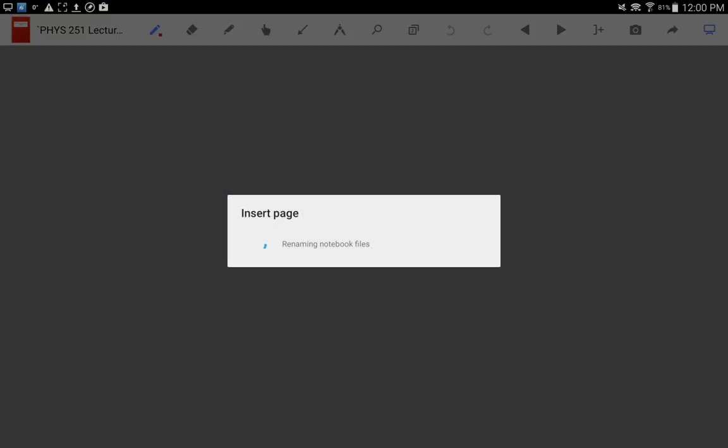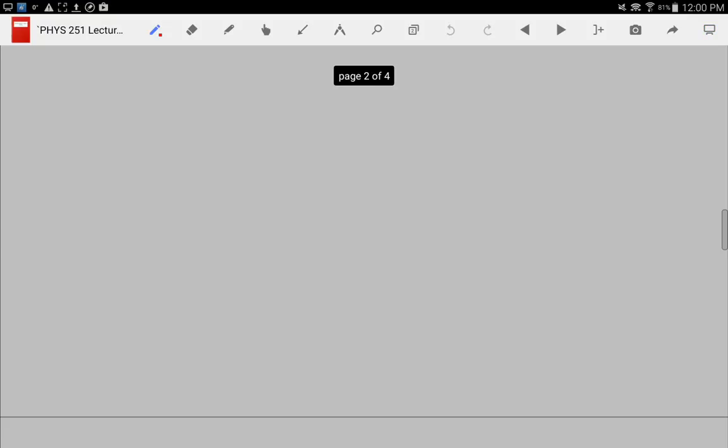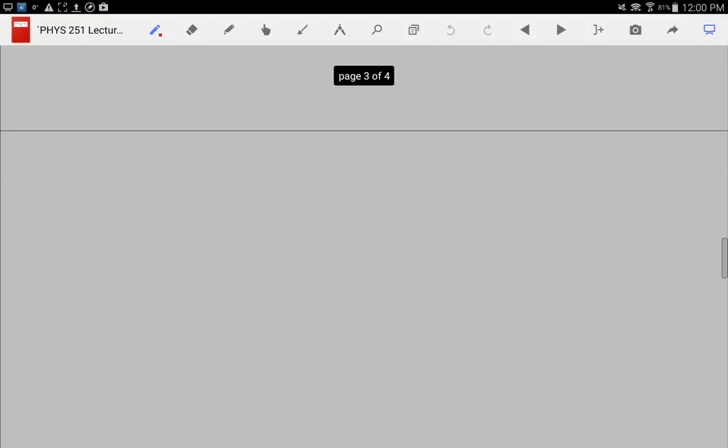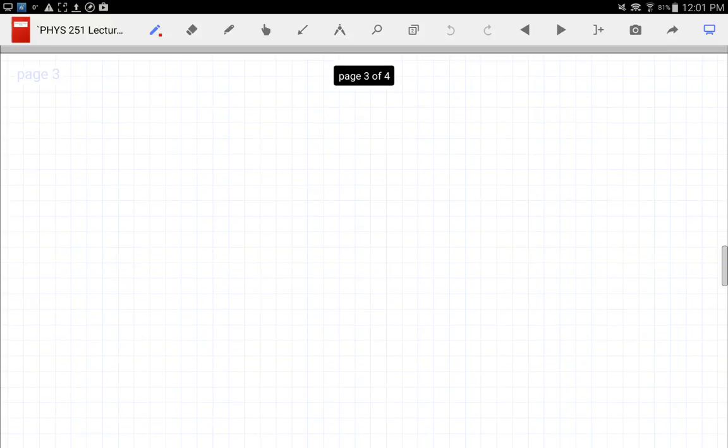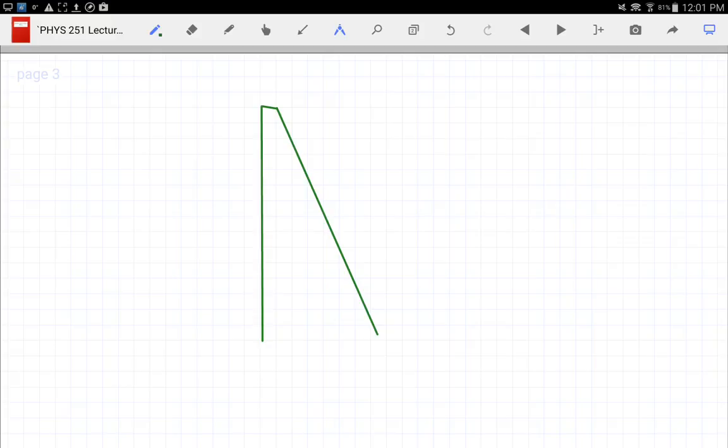So let's just add a page here. And let us suppose that I have my dam. So drawing a side view of the dam again. Okay, I'm going to use the straight line tool because I am wandering about. So there's the dam face, and I'm going to make it have a straight backside just so it's looking nice.